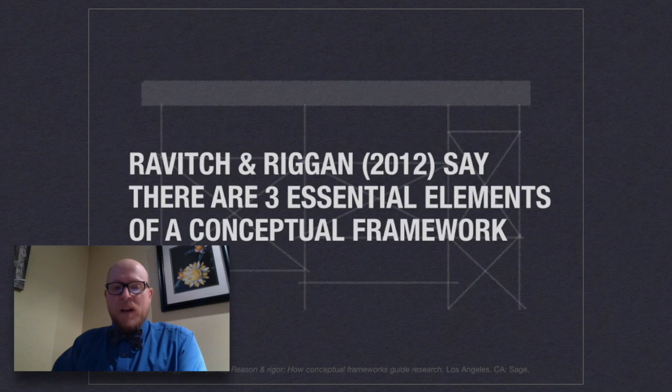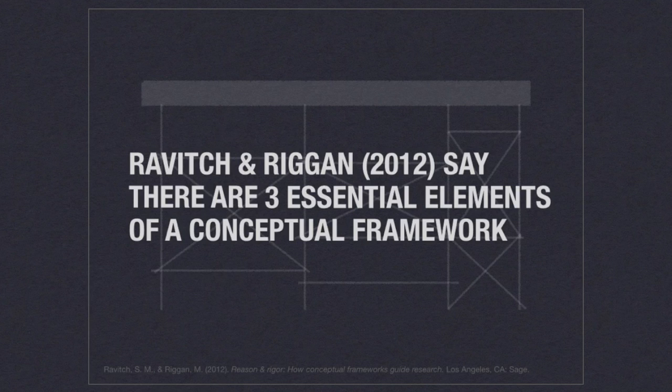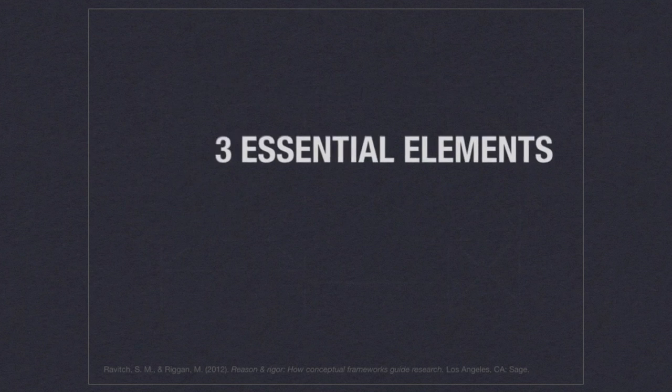A lot of what I'm going to talk about comes from a book by Ravitch and Riggan, 2012, called Reason and Rigor: How Conceptual Frameworks Guide Research. They have a lot of really good advice, I think, for clarifying exactly what a conceptual framework is and how it interacts together with an entire research study. Now, they say there are three essential elements of a conceptual framework.